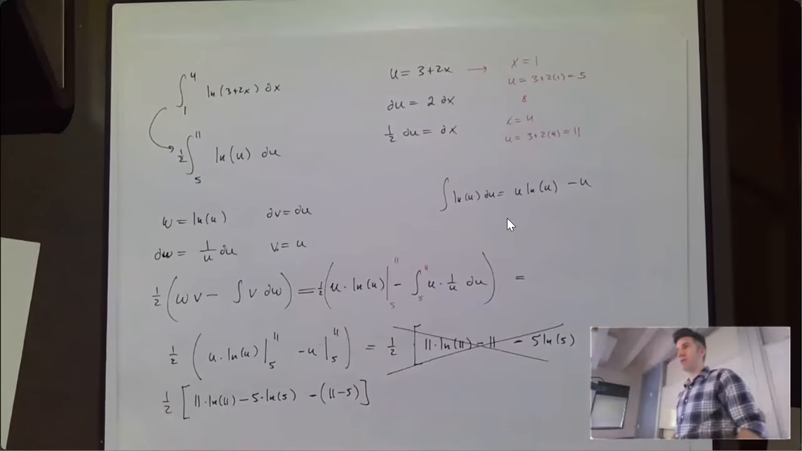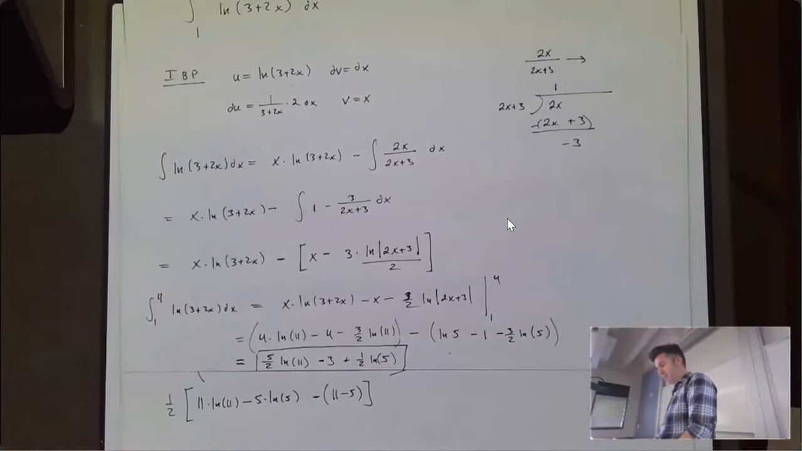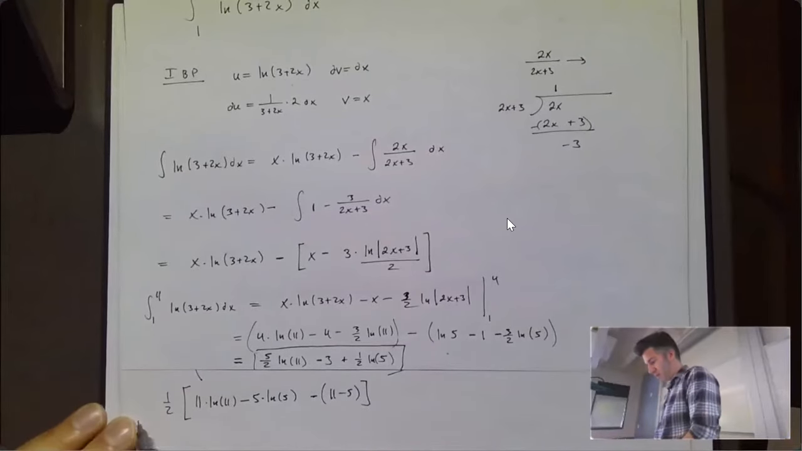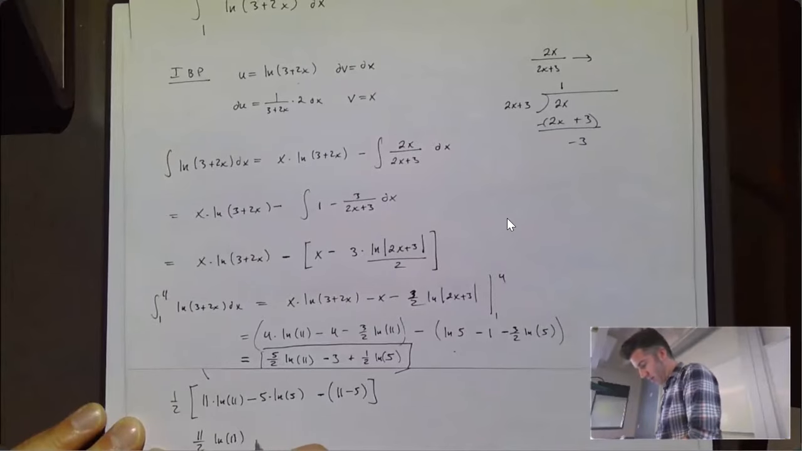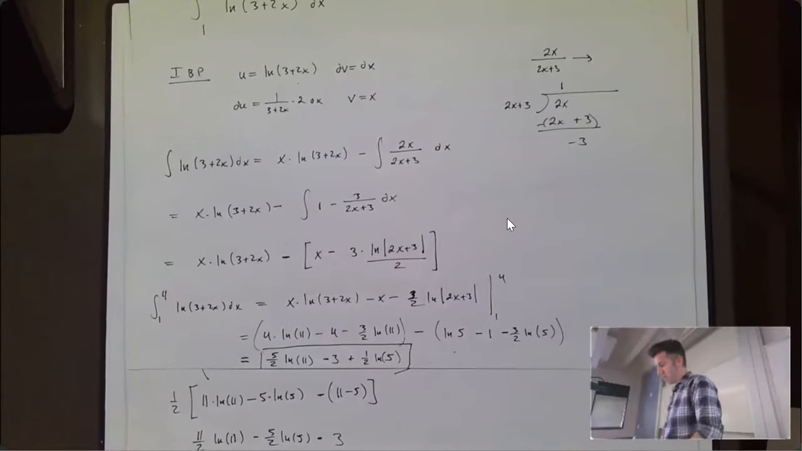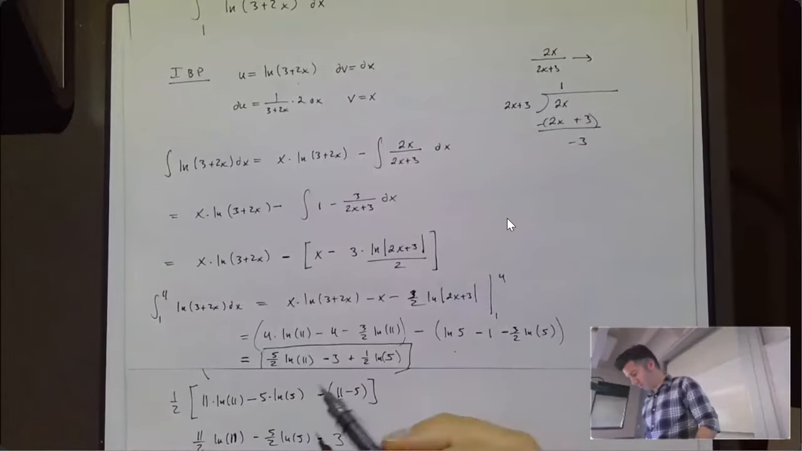And now here's the question that's important to answer. Is this the same as my previous answer? Well, let's see. It doesn't exactly look the same. Let's do a little bit of simplifying. If I distribute the 1/2, I have 11/2 natural log of 11 minus 5/2 natural log of 5. And then 1/2 times minus 6 is minus 3. Well, that's a good sign in that I do have the minus 3, right? That's matching up. Are these actually not the same?